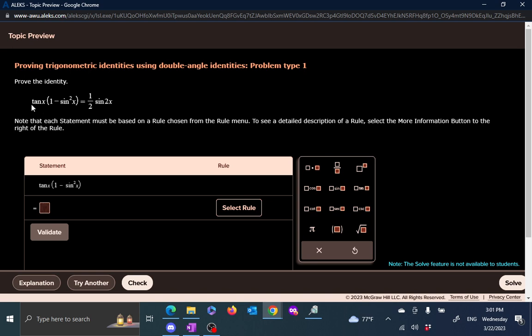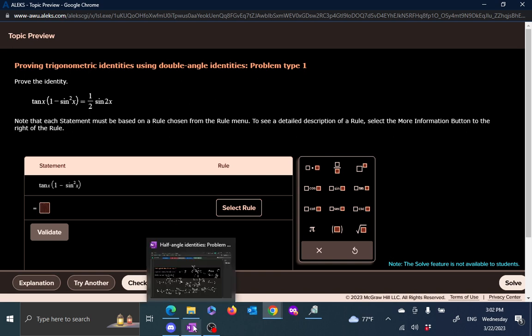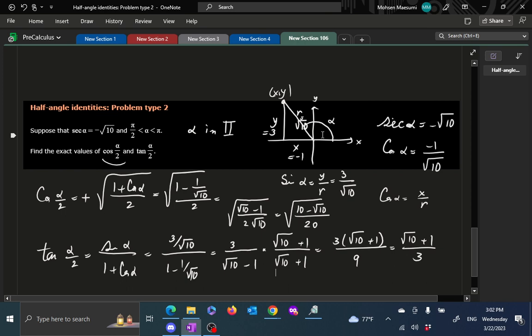We know some identities for tangent by quotient identities: it is sine over cosine. We know by Pythagorean identity that 1 minus sine square is cosine square. So one of those cosines cancels the cosine in tangent, and we are going to end up with sine cosine. Let me show you on paper first, and then we come here.